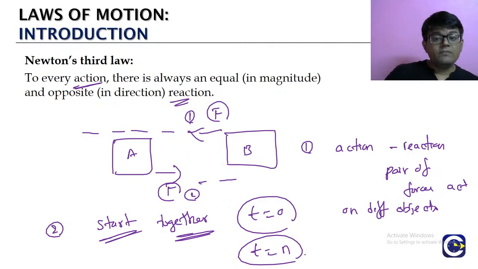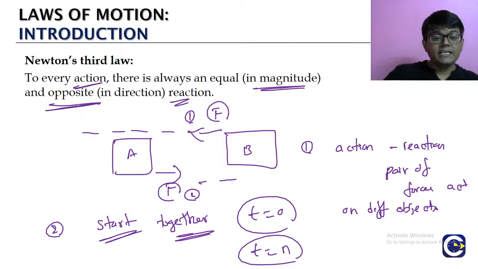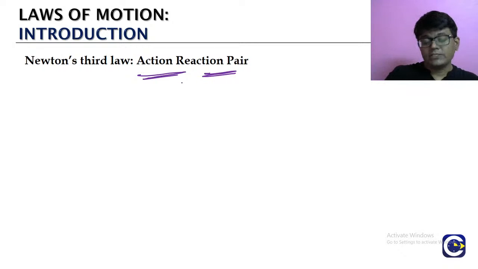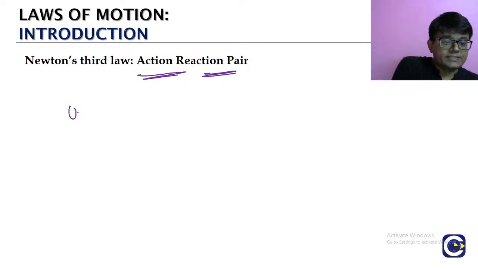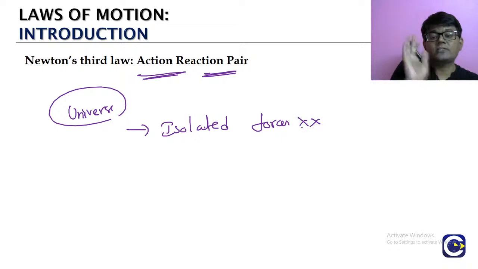When we use the word equal, it refers to the magnitude. The word opposite refers to the direction of this action reaction pair of forces. Now there is a greater meaning that the idea of action reaction pair of forces will convey. That is, in the universe, we can never have isolated forces.